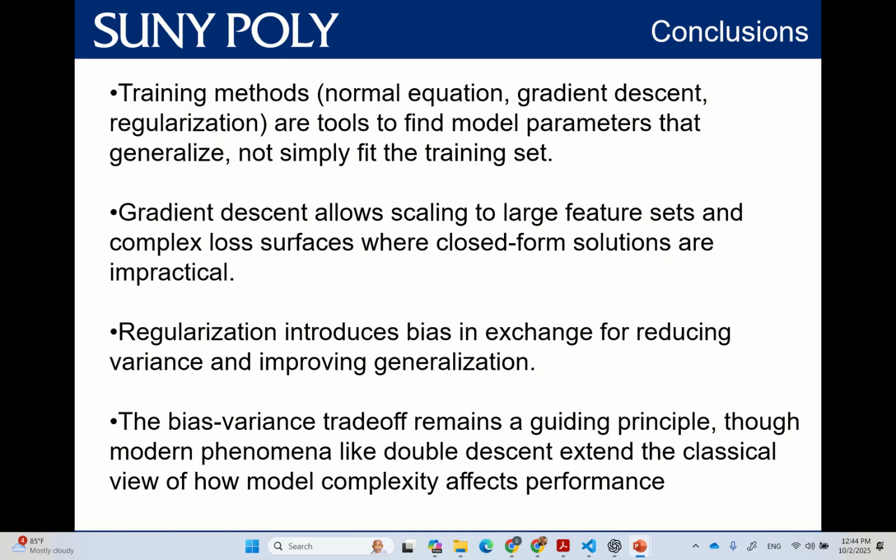The gradient descent algorithm is good when we're scaling to a lot of information, with more features. Then it's going to be better than the closed form, because the closed form becomes impractical when we have a lot of data in big data settings. And regularization helps us to reduce overfitting, right? It introduces bias in exchange for reducing the variance. That's pretty much the idea.